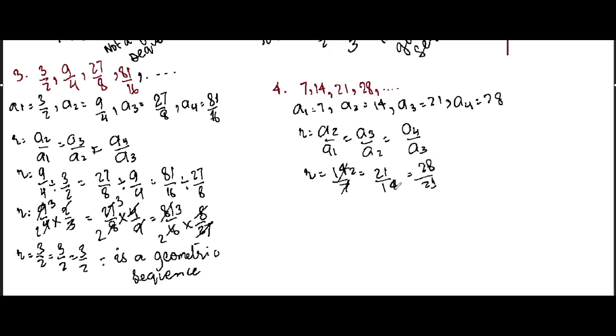7 twos are 14, 7 threes are 21, and 7 fours are 28. So r is equal to 2, which is not equal to 3/2, which is not equal to 4/3. So again this is not a geometric sequence.